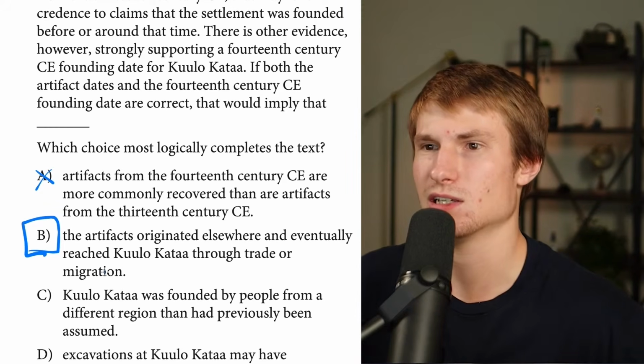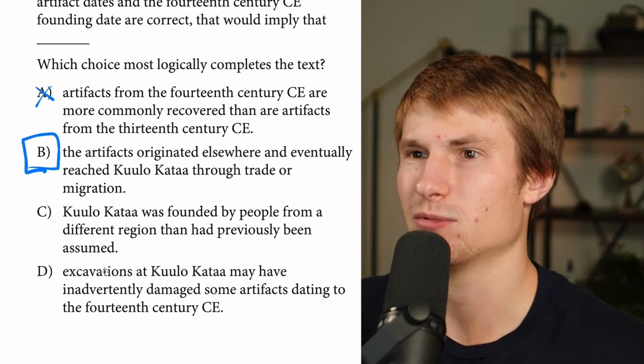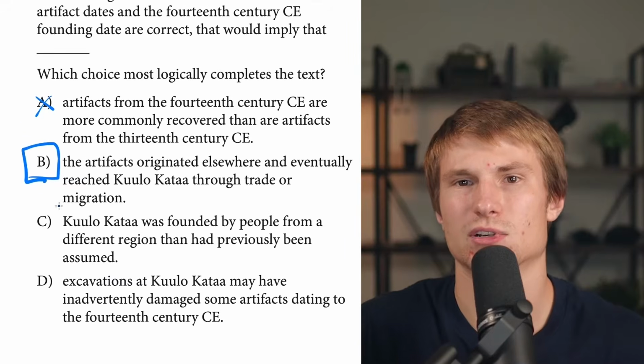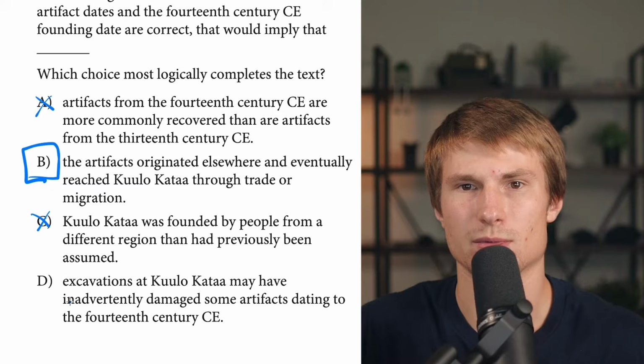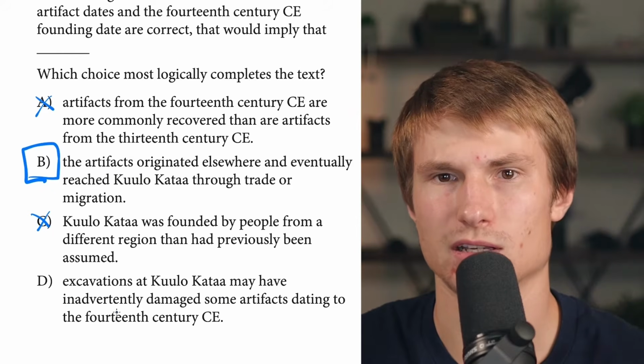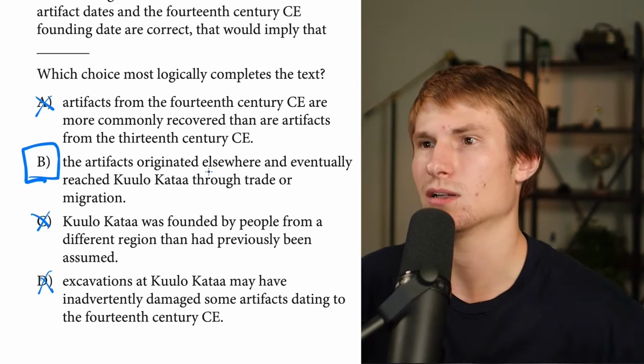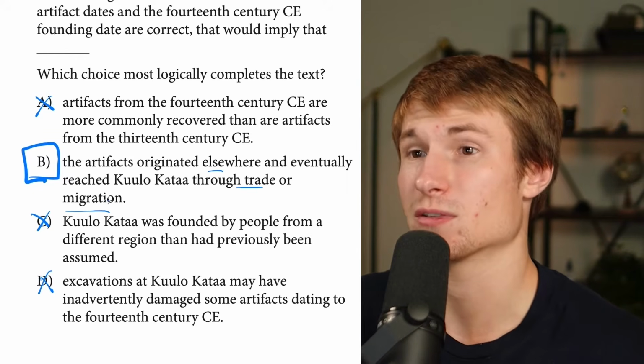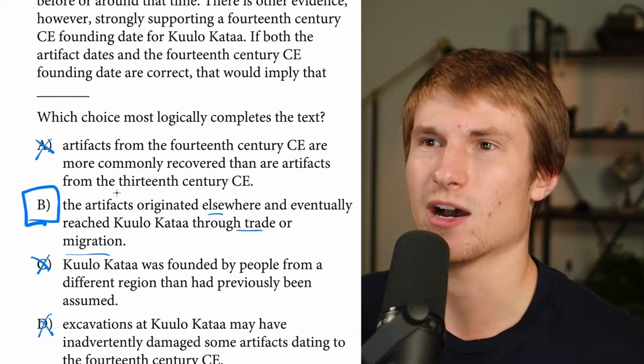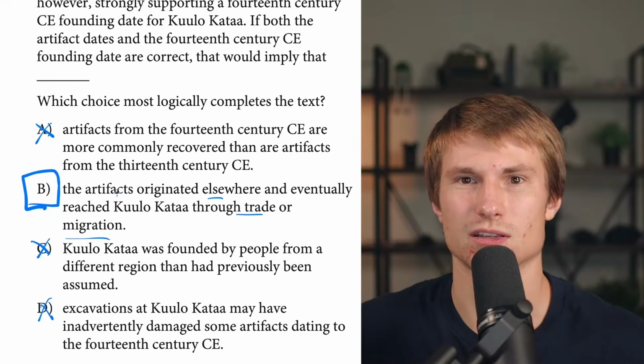Let's take a look at C and D. Kulokata was founded by people from a different region than had previously been assumed. That wouldn't make sense. D, excavations at Kulokata may have inadvertently damaged some artifacts dating to the 14th century CE. No, they'd have to have been brought in through trade or migration or maybe some other method like conquering. I don't know anything about these groups, but I'm just stating that because I think maybe it could happen.